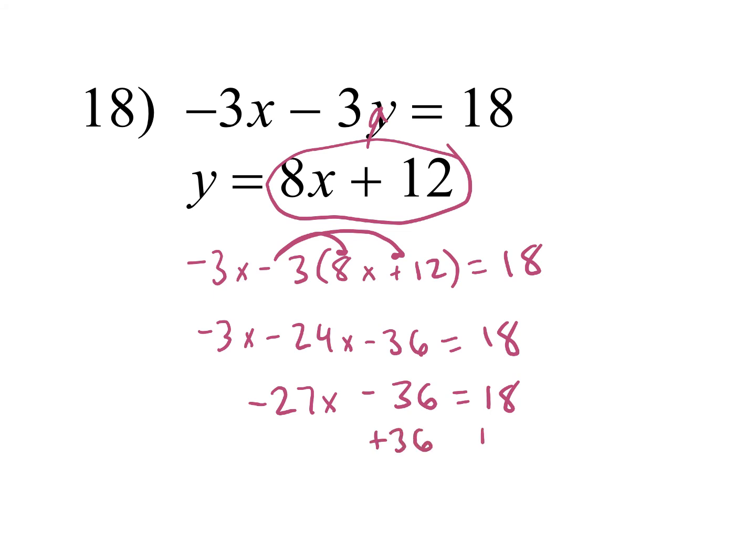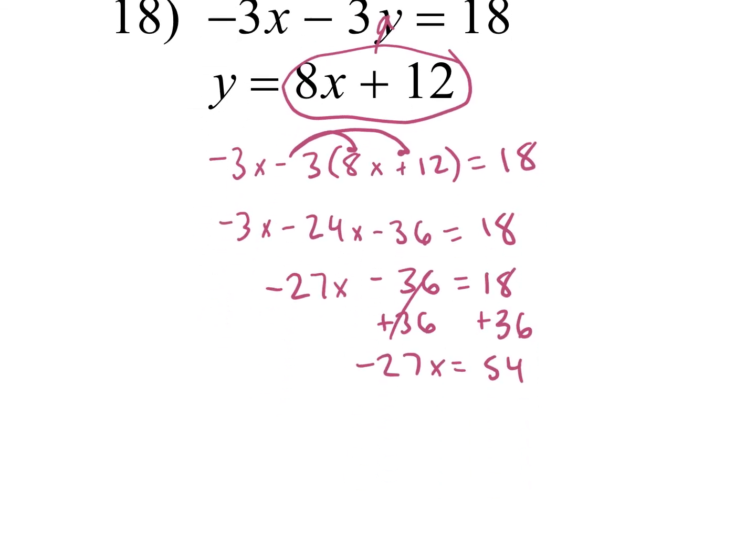Add 36 to both sides. So negative 27x is equal to 54. Then what do I do? Divide by 27. So what's x equal to? x equal to negative 2. Awesome. Any questions?